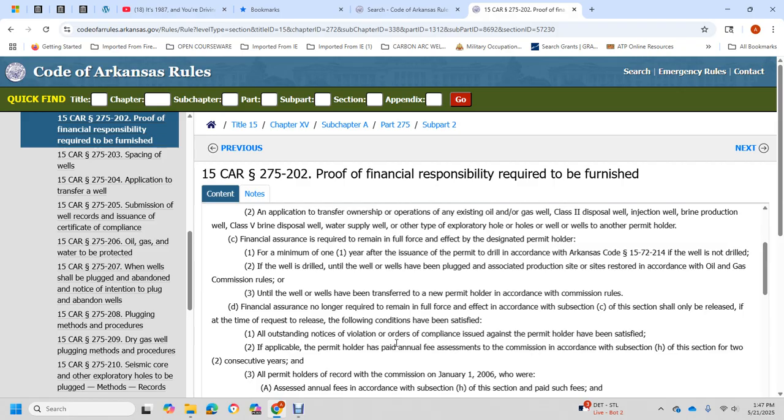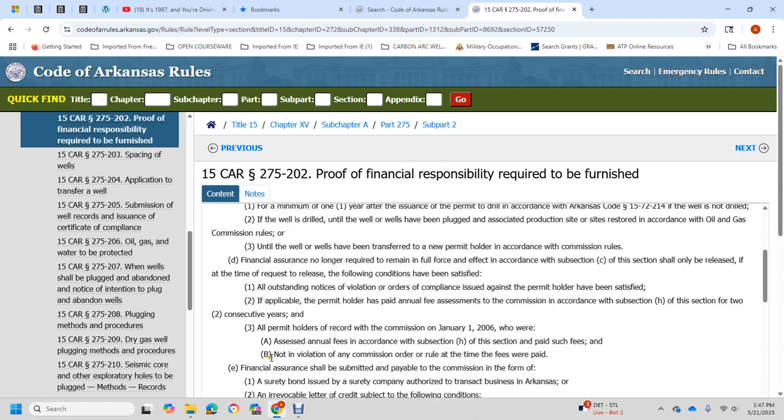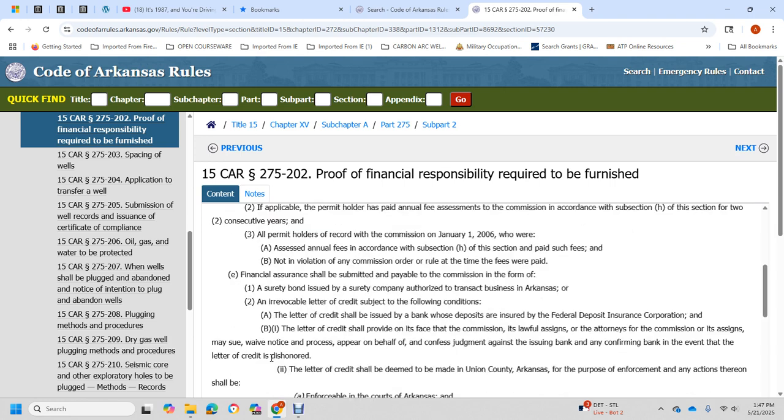Any outstanding notice of violation or order of compliance issued against the permit holder has been satisfied, if applicable. The permit holder has paid an annual fee assessment to the Commission in accordance with subsection H of the section for 2 consecutive years. All permit holders of record with the Commission on January 1st, 2006, who were assessed an annual fee in accordance with subsection H paid such fees, and were not in violation of a Commission order or rule at any time when the fees were paid.